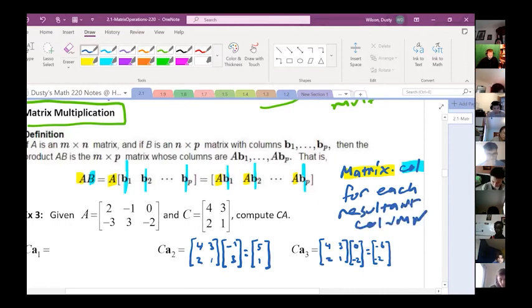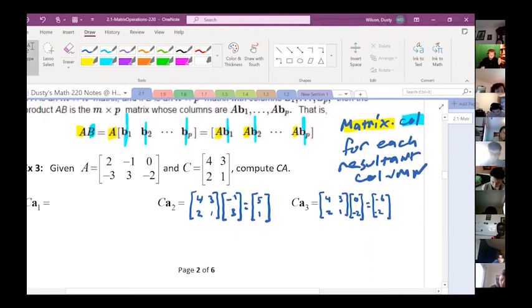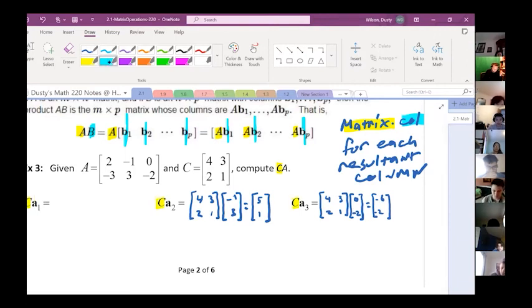So for example, if I want to compute C times A, notice in this case that the C is the one coming first. So if I want to find C times A, I'll take C and multiply it by each of those columns of A, right here, here, and here. Okay.